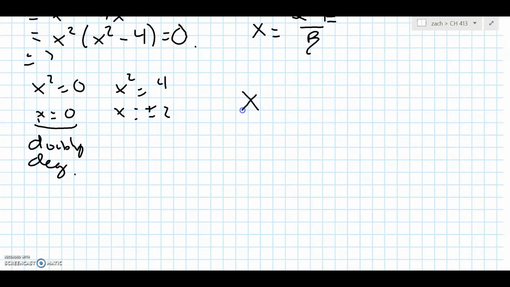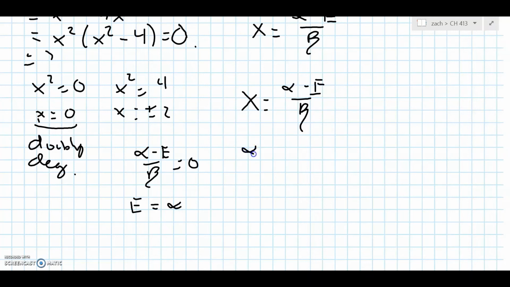So we showed up here again that x is equal to alpha minus E over beta. So then we have for one of the solutions that alpha minus E divided by beta is equal to 0. So this simply gives us that the energy is equal to alpha. Now our other solution, we have alpha minus E divided by beta is equal to plus or minus 2. So we see that this energy becomes a little more difficult to calculate.